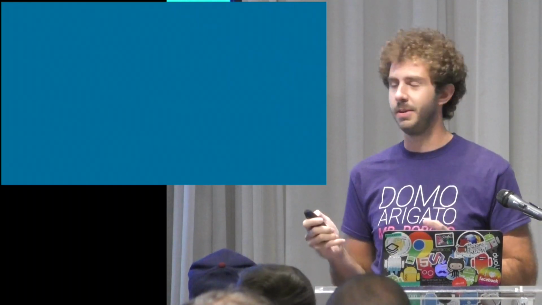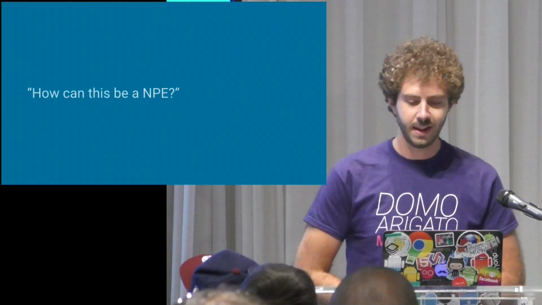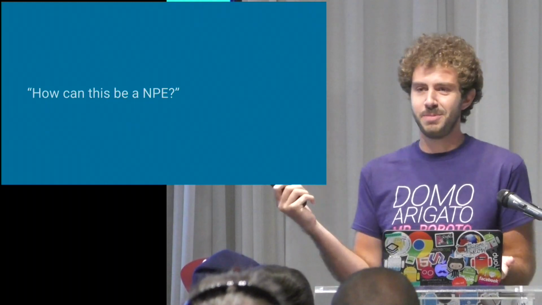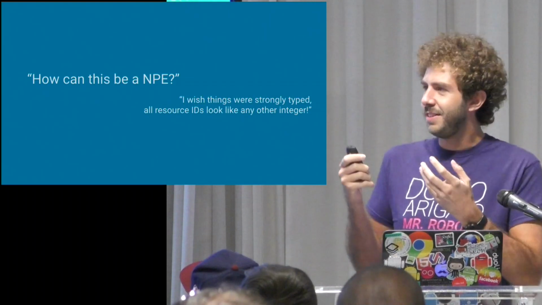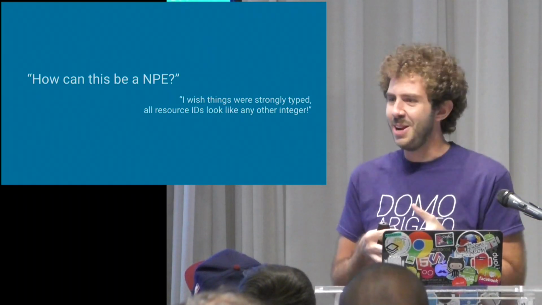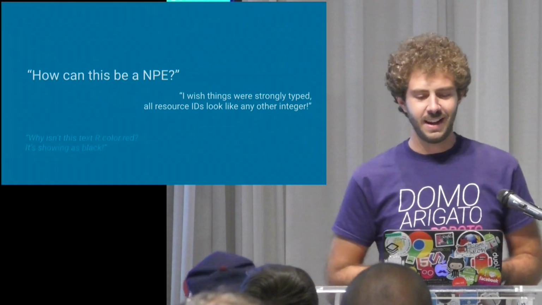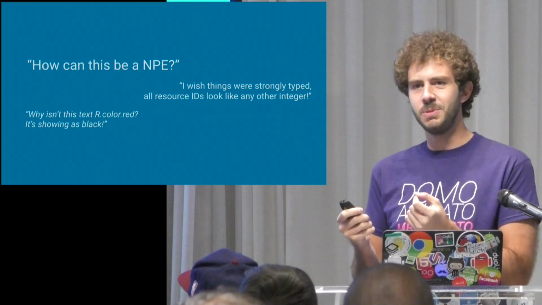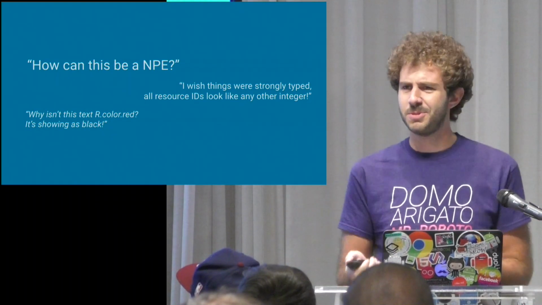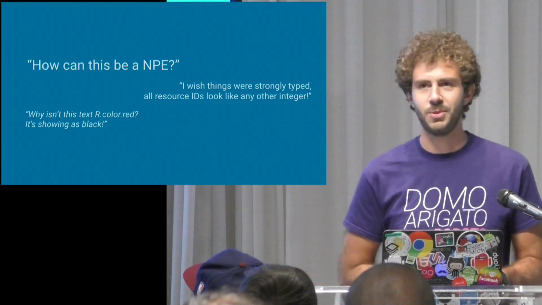Anyway, first of all, I don't know if that ever happened to you, but I'm going to show a few quotes that I swear I've said or thought at least once during my work. So, how can this be a null pointer? Or I think, and I really wish that it was some kind of typing, because I keep passing the wrong type of resource ID. Why is this text view not red? It should be red. It's black. What's wrong with the world and what's happening?